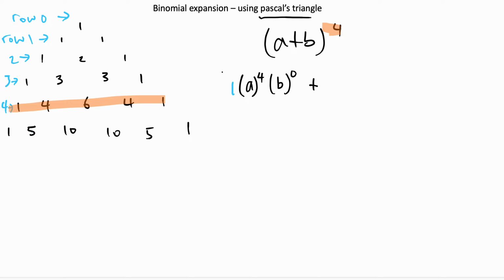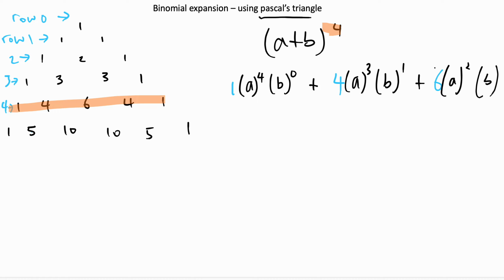We're going to add that with the second binomial, 4. And then we're going to have a to the power of 3 and b to the power of 1. We're going to add that. Next digit in the 4th row, 6. And that's going to multiply with a to the power of 2 and b to the power of 2 as well.